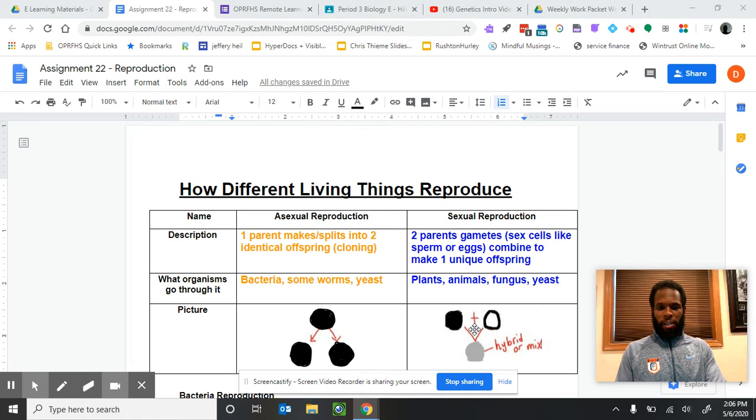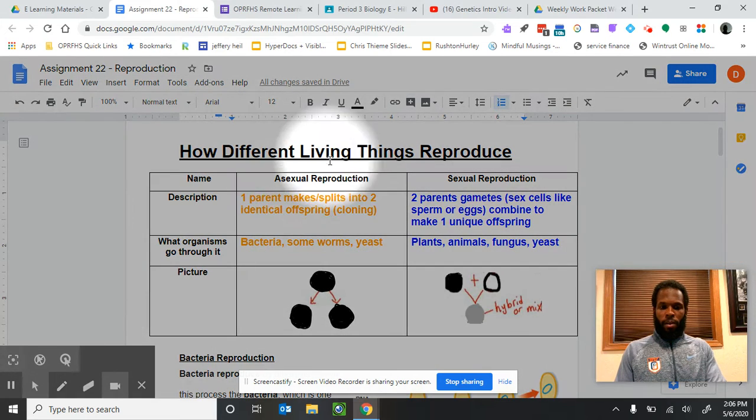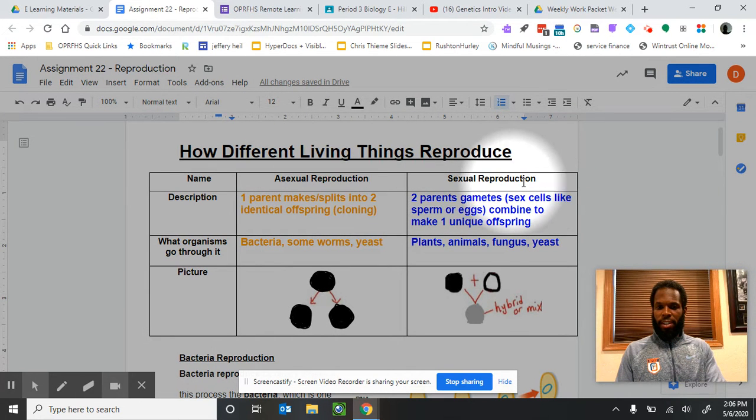Hi students, we're going to talk today about how different things reproduce. So we'll do a quick little review from our lessons from earlier this week. We're talking about asexual reproduction versus sexual reproduction. What all living things need to survive.